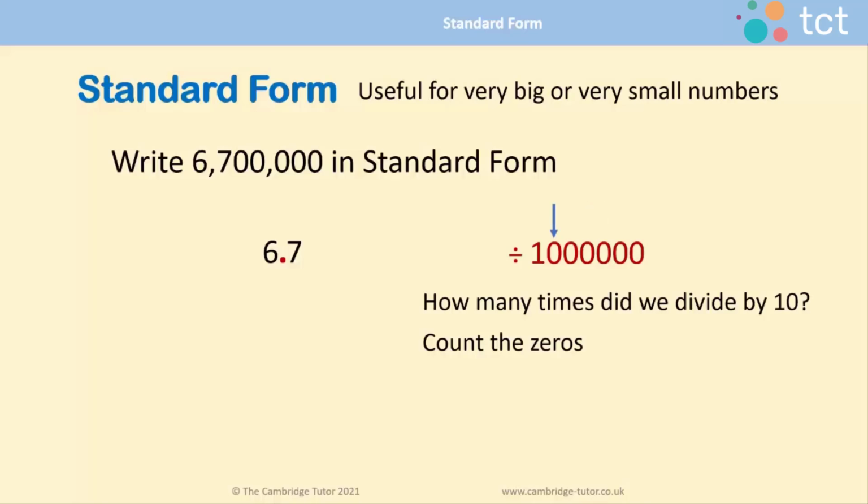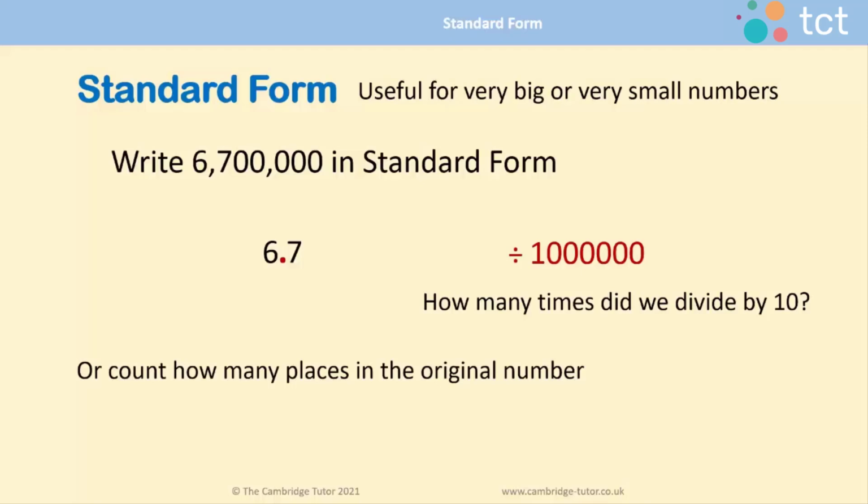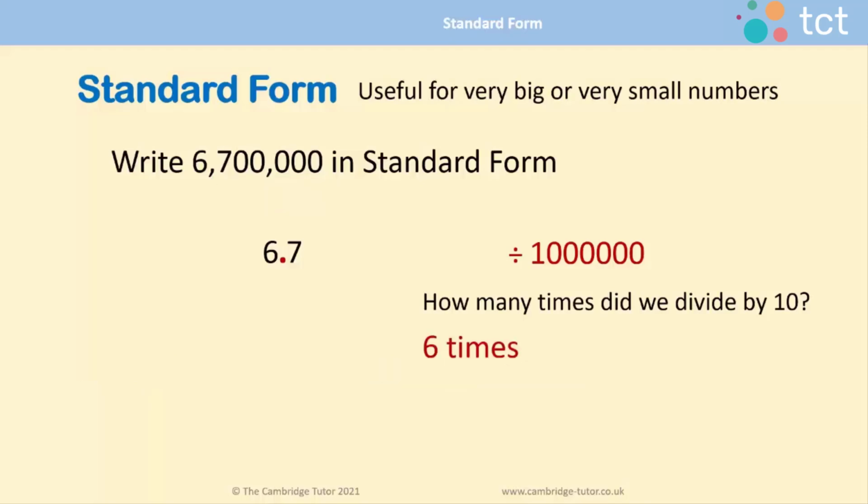Another way you can do that is to just count the decimal places that the decimal point moved in the original number. If you imagine with a whole number there's a decimal point on the end of that number, it moves one place here, that's one lot of 10, 2, 3, 4, 5, 6. We divided this number by 10 6 times.